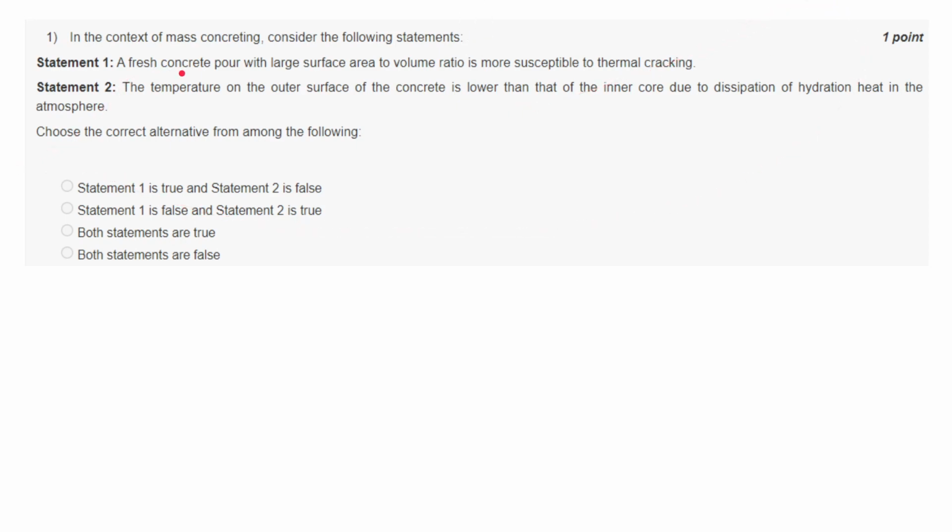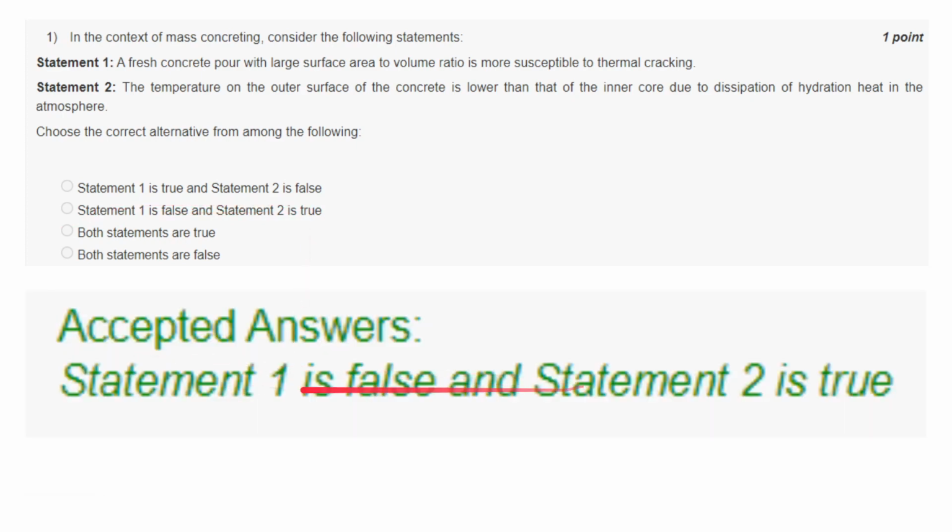Okay, so if the surface area is high, liberation will be more, and if that is more, the concrete is more susceptible to thermal cracking, so one will be false. Okay, and temperature on the outer surface is lower than inner core due to dissipation of heat of hydration in atmosphere, so that is correct. So one is false and two is true. The second option is the correct one. Okay, so as you can see, second option is correct.